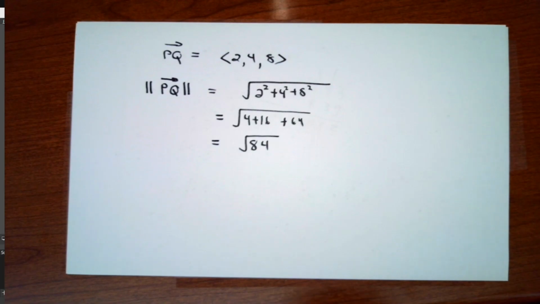The length of the vector, the arrow that starts at the origin and goes to (2, 4, 8), is radical 84. We could simplify that in a variety of ways, but I'm just going to leave it that way for now.